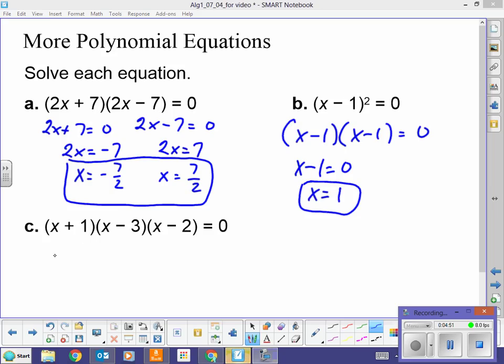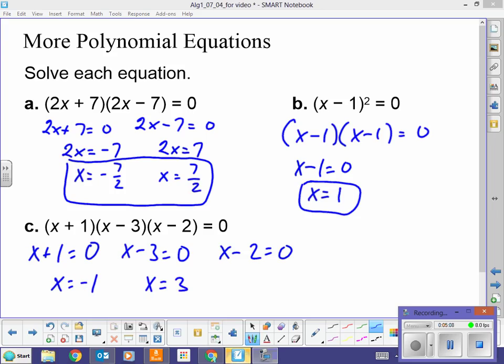Here I've got three factors multiplied together, but we'll just do the same thing. We set each of these equal to 0 and solve for each of these separately. And in this case, I would have three solutions. X equals -1, x equals 3, and x equals 2. If I multiply all these together, this would be a third-degree polynomial. I have x cubed as my leading term. So I have three solutions there.